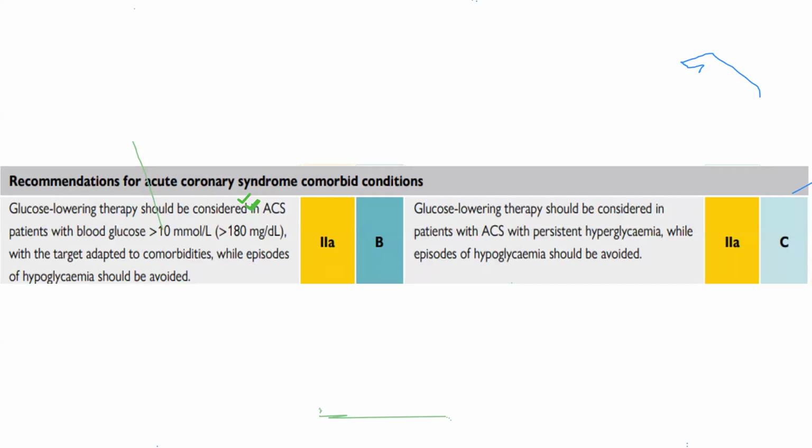Recommendations for acute coronary syndrome comorbid conditions. So glucose-lowering therapy should be considered in ACS patients with blood glucose greater than 10 millimole per liter, with the target adapted to comorbidities, whilst episodes of hypoglycemia should be avoided. That was 2A, and now glucose-lowering therapy should be considered in patients with ACS with persistent hyperglycemia. So the old guideline was specific with the glucose cutoff, essentially saying greater than 10, but the new one was not categorical or specific with the glucose cutoff.